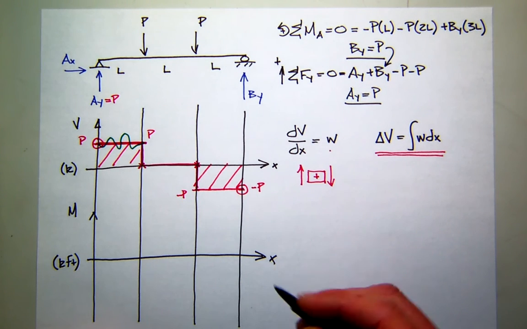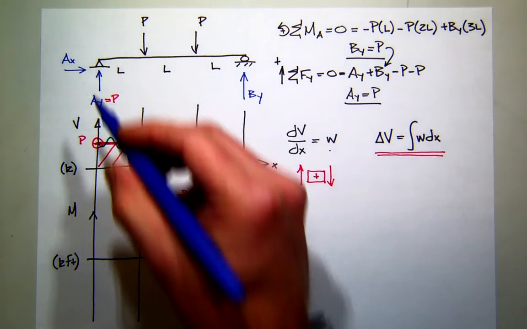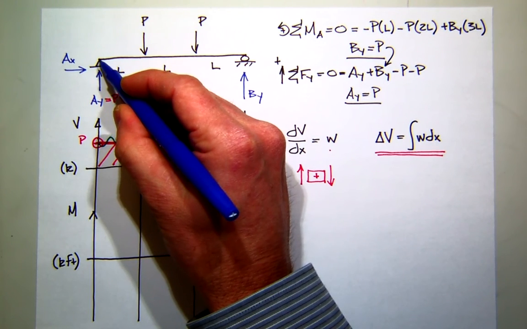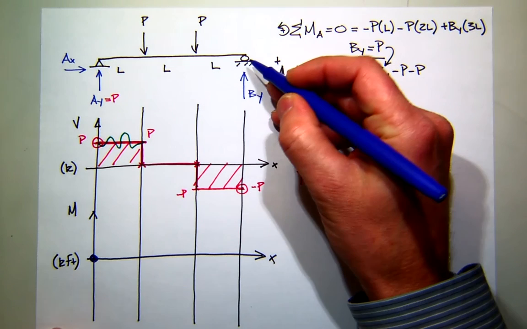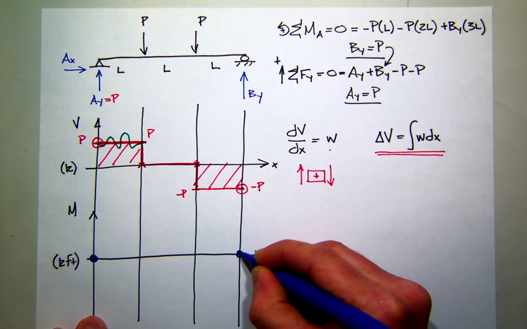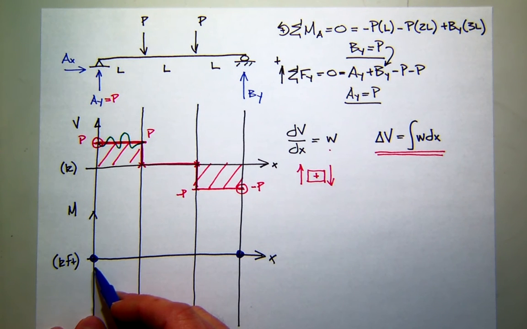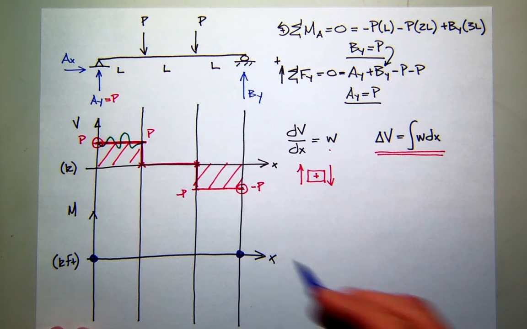All right. Where do we know the moment? What is the moment at an external pin? 0. What is the moment at an external roller? 0. Not very exciting, but we know where we're starting and we know where we're going to end. So let's find the right path between those 2 points.